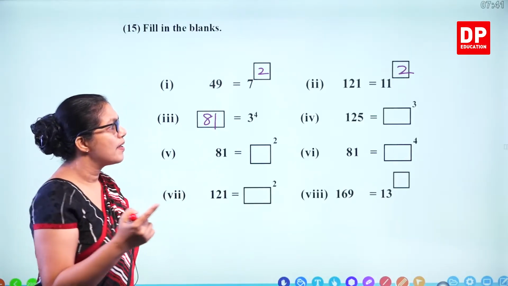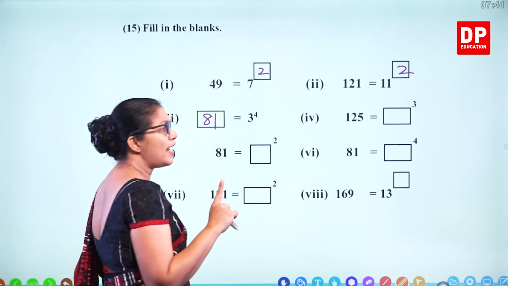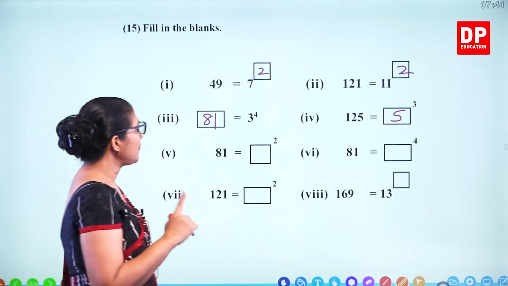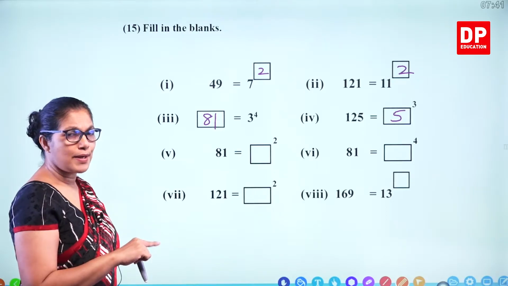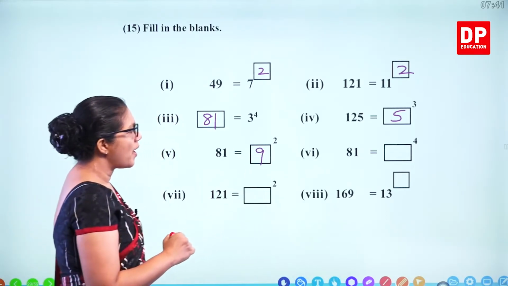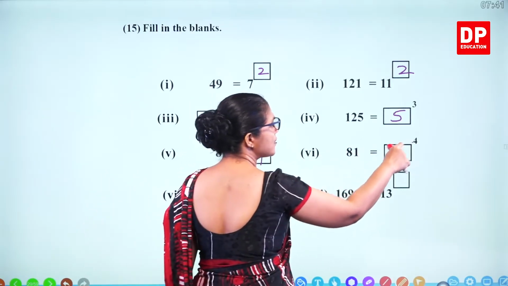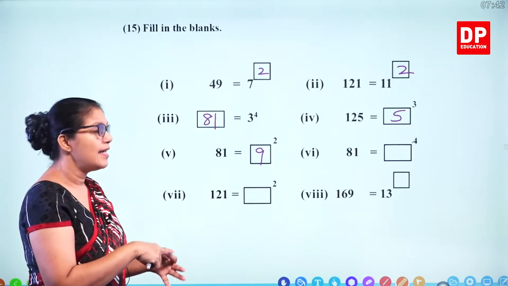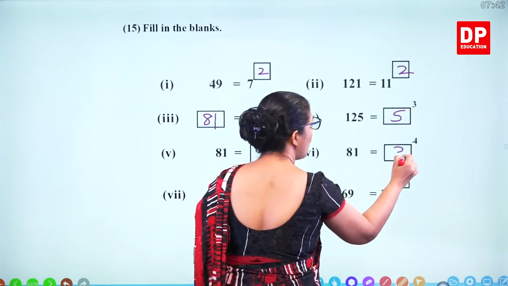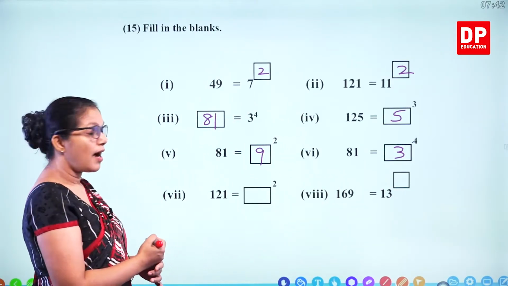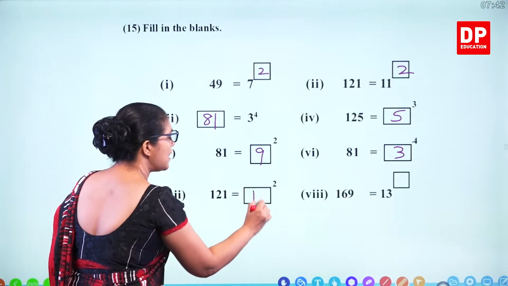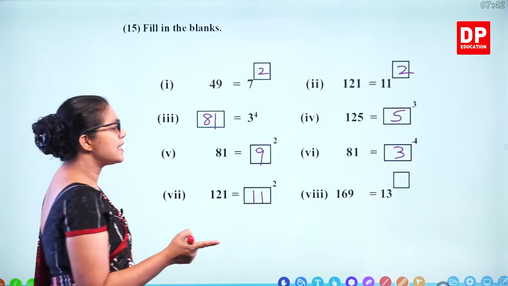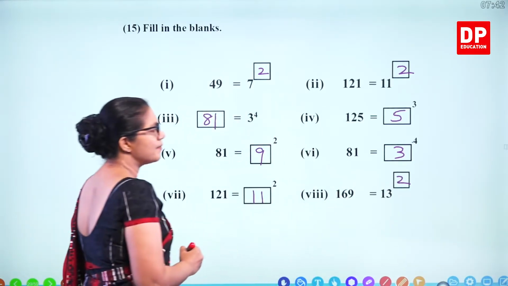125 as something to the power of 3. We know that 5 times 5 times 5, 5 to the power of 3. 81, it's a square number. 9 times 9, 9 squared. 81 as a power of 4. We know that 3 times 3, 9. 9 times 9. So 3 to the power 4 is 81. 121 is 11 times 11, 11 squared. So 169 is 13 times 13. That's 13 squared.